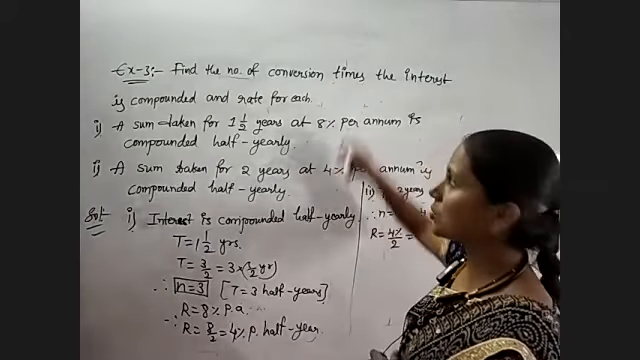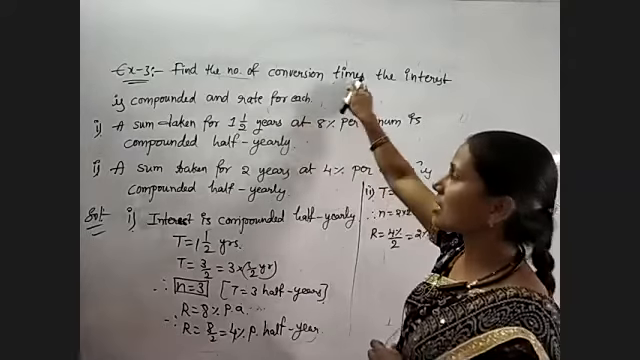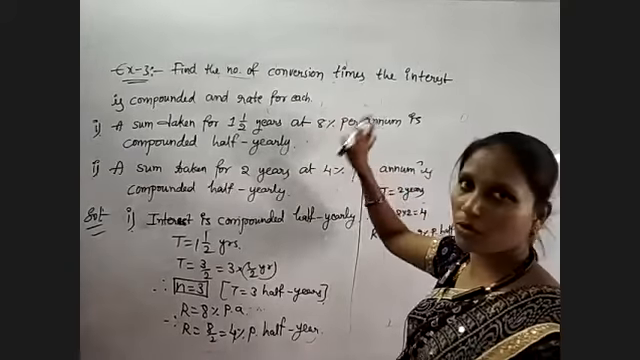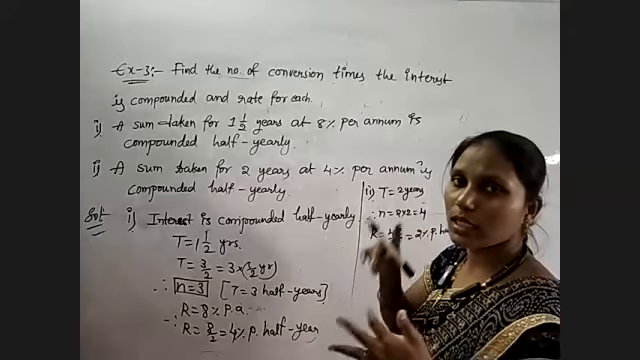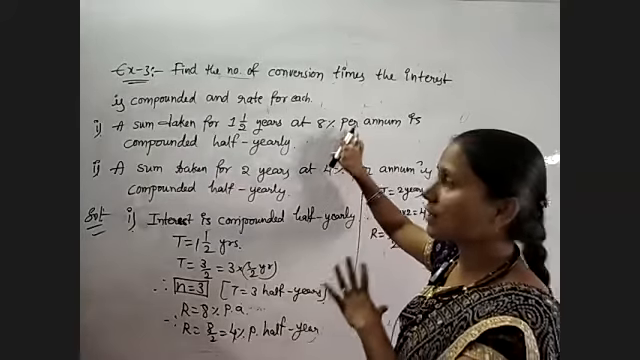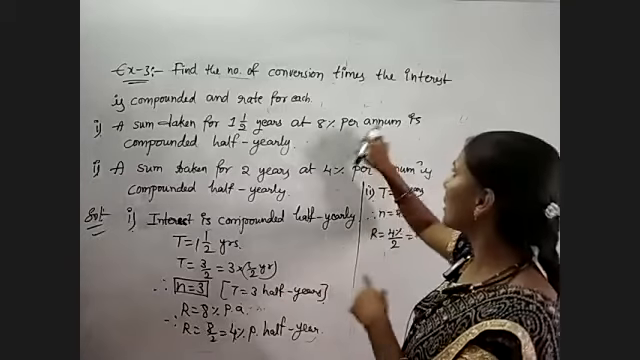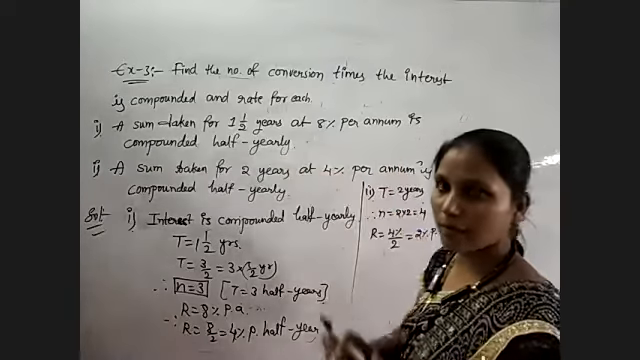Further, they have given these two examples. Here they did not mention the principal, means they didn't ask us to find the amount or interest. They are just asking how many conversion periods and how much rate of interest will come for half year.